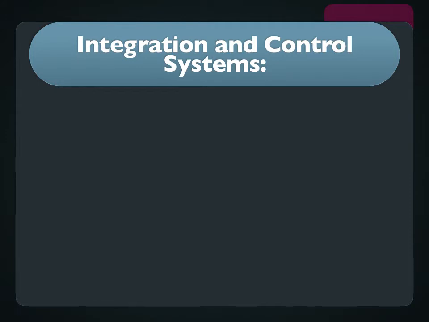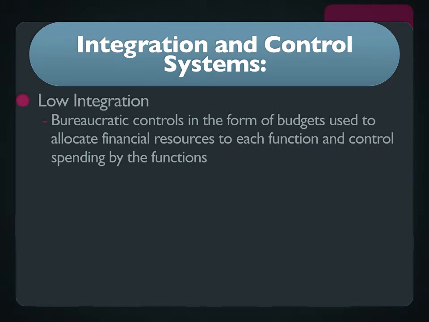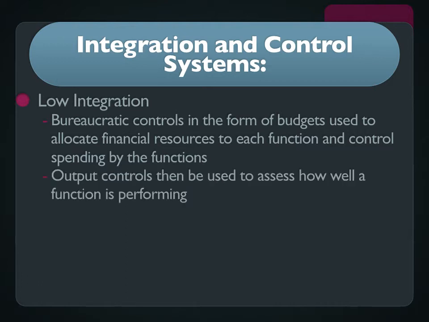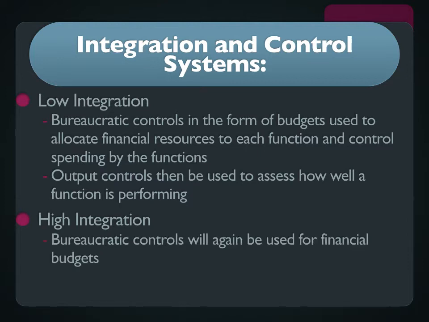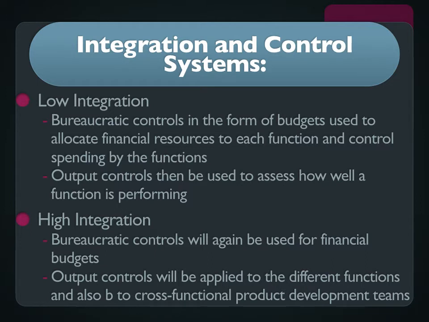So just briefly, let's talk about integration and control systems. When there's low integration, bureaucratic controls in the form of budgets are used to allocate financial resources to each functional area and control spending by the functions, and then output controls are used to assess how well a function is performing. In situations in which there are high levels of integration, you're also going to have the bureaucratic controls for financial budgeting, and the output controls will be used for the different functions and also the cross-functional product development teams.